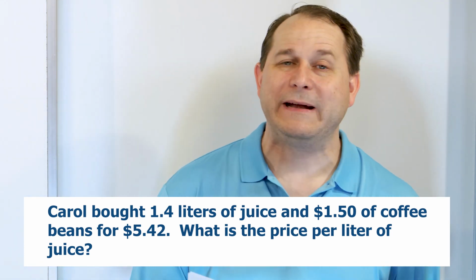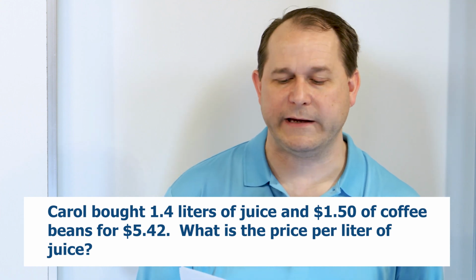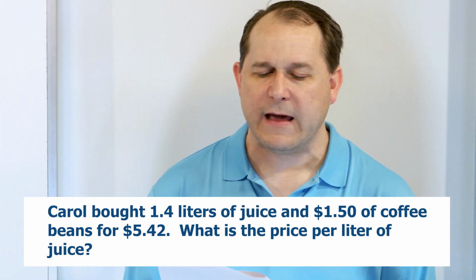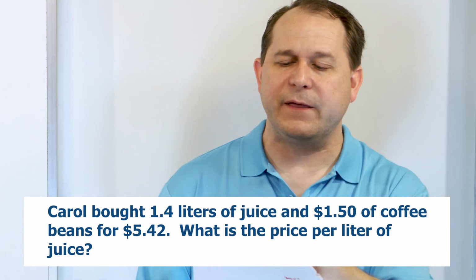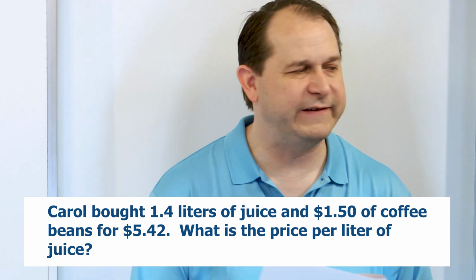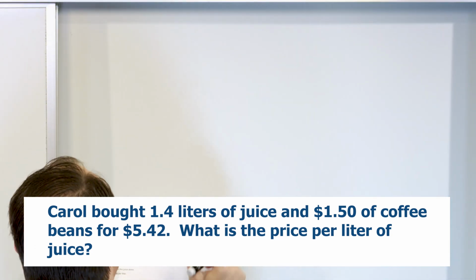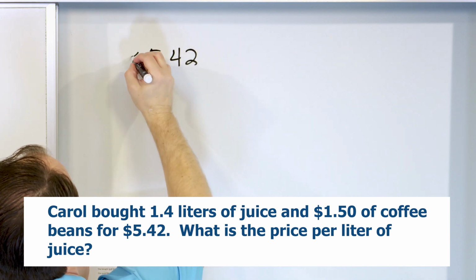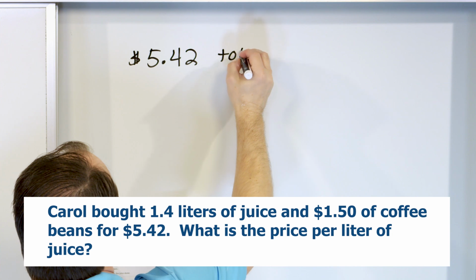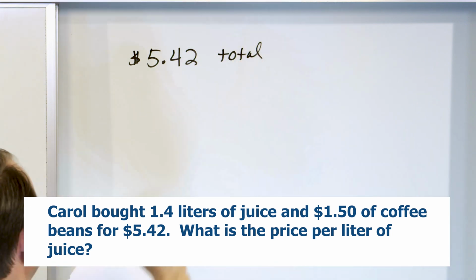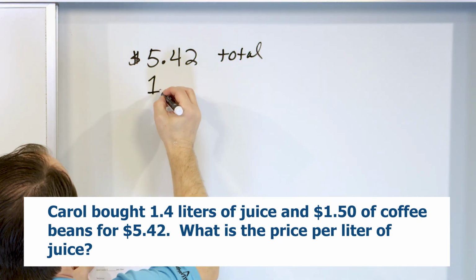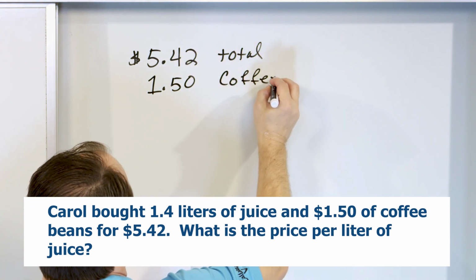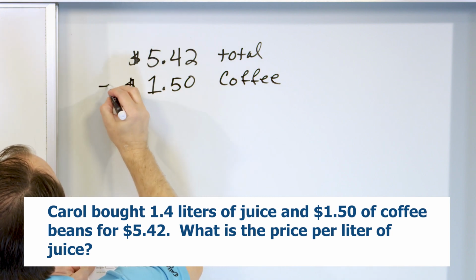Well, we know how many liters of juice she bought, 1.4 liters. And then it says we bought $1.50 of coffee beans, and we also bought the juice, and the total was $5.42. So what we really know is that the total amount of money spent was $5.42. That's how much was spent total at the store. That's how much money I spent. But it also tells me that I spent $1.50 on coffee.